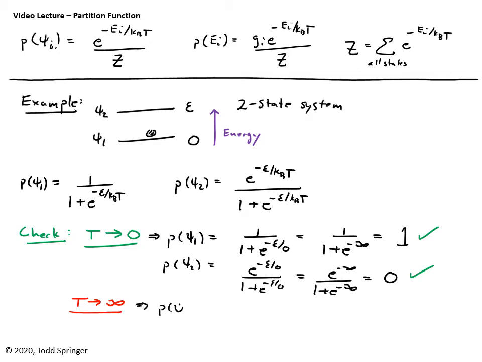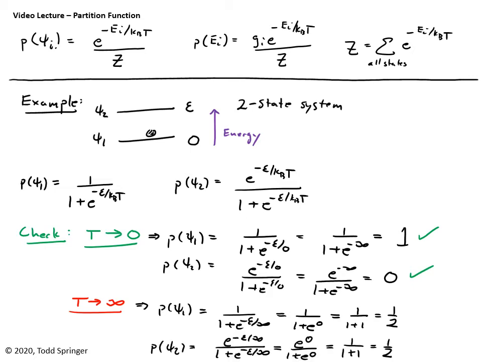P of psi 1 is 1 over 1 plus e to the minus epsilon over infinity. But e to the 1 over infinity, that's e to the 0. So 1 over 1 plus e to the 0, which is 1 over 1 plus 1, which is a half. And you can similarly show the same thing happens for the other one. Okay, and so the probabilities add to 1.